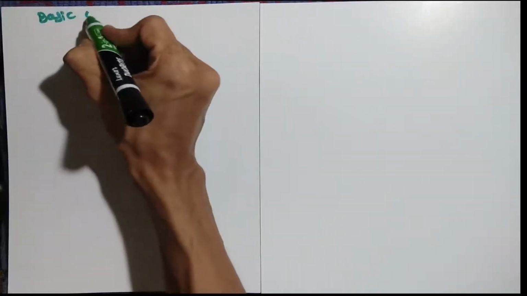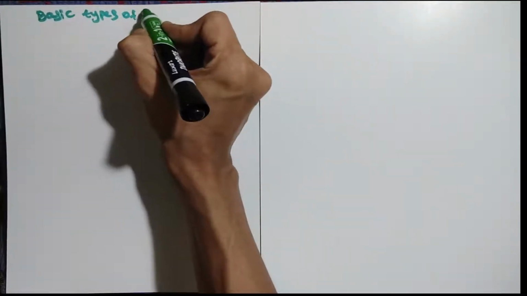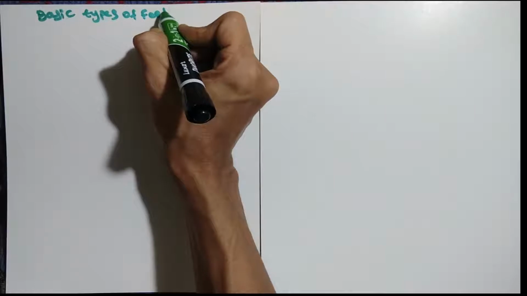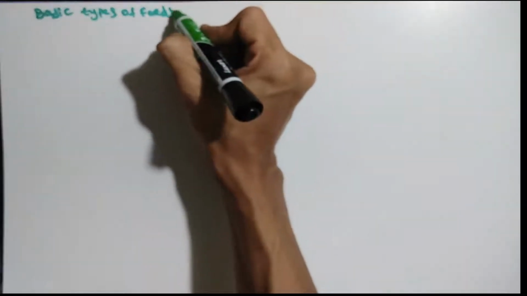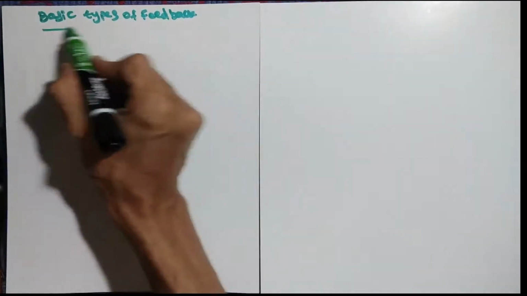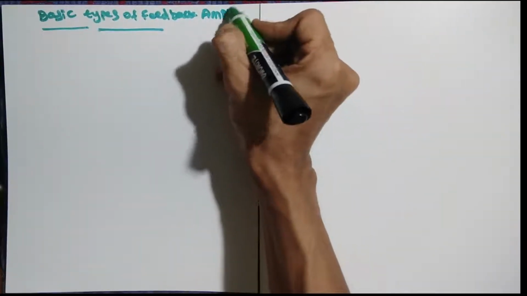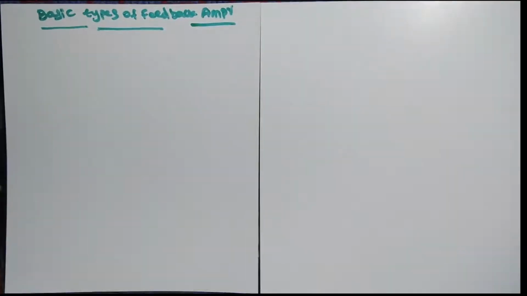Hi everyone. Next we will discuss the basic types of negative feedback, that is, the types depending upon voltage and current, and how the voltage and current vary. What are the different types of feedback amplifier possible here? Mainly we are discussing the basic types of negative feedback amplifier and how they work.